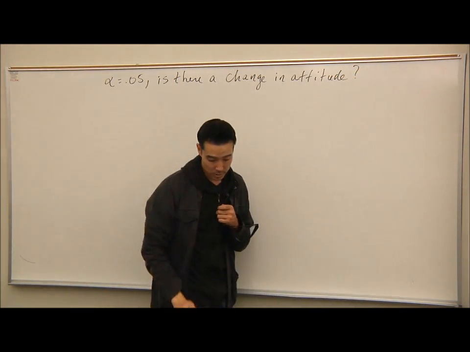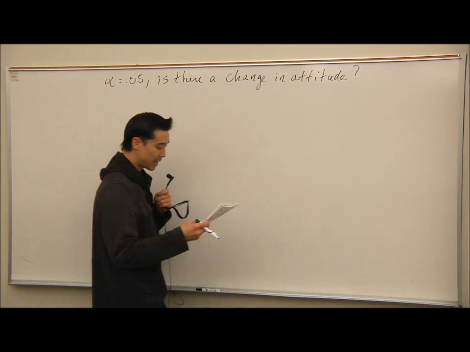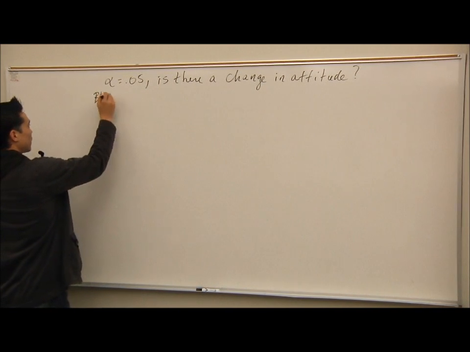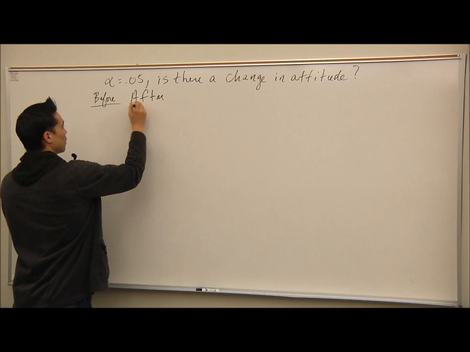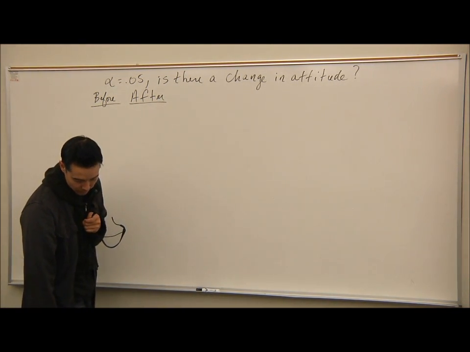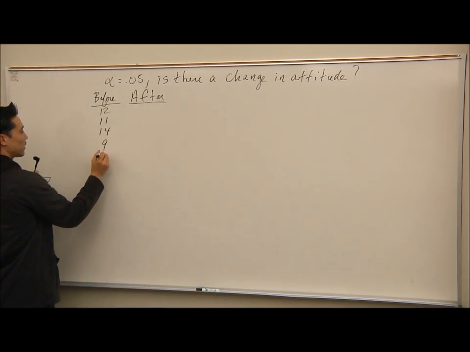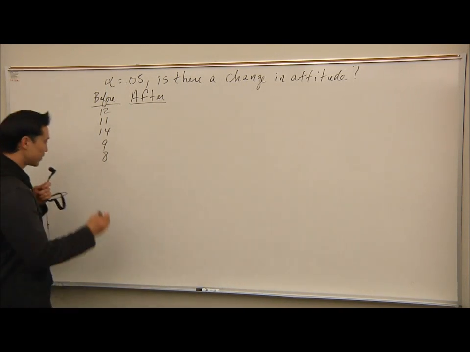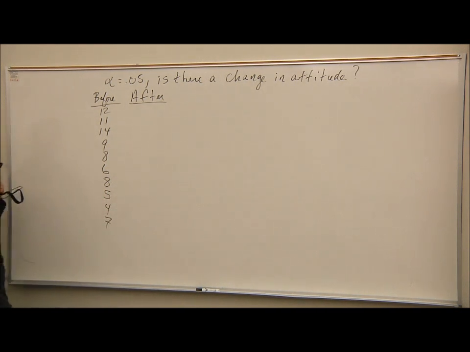Okay, very similar to the last example in that we have 10 people, and we have a before score and then an after score. So I'm going to put up the before and after, and then you guys give it a shot. Okay, let me just do all the befores. So it's 12, 11, 14, 9, 8, 6, 8, 5, 4, 7. Those are all the before scores.